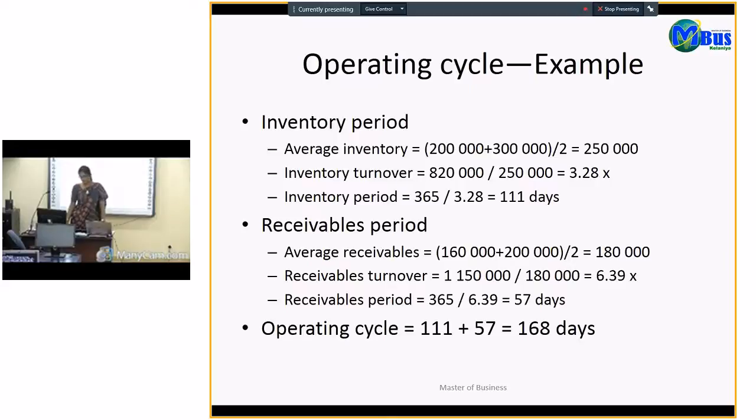Receivable period, average receivable, opening plus closing divided by 2, right? Receivable turnover, that is sales divided by average receivables, okay? 1.15 million divided by 180,000. Receivables period, 365 divided by receivable turnover. Okay, it is 57 days. Receivable turnover is 6.39 times. Right, operating cycle is, you know that, inventory period plus receivable period. 111 plus 57, 168 days.